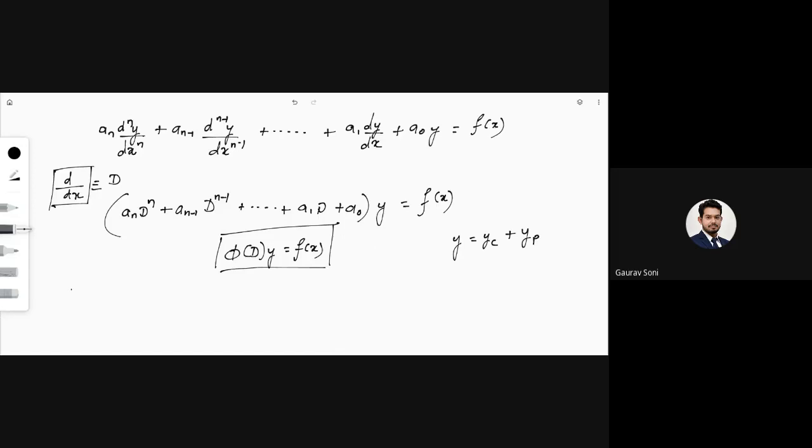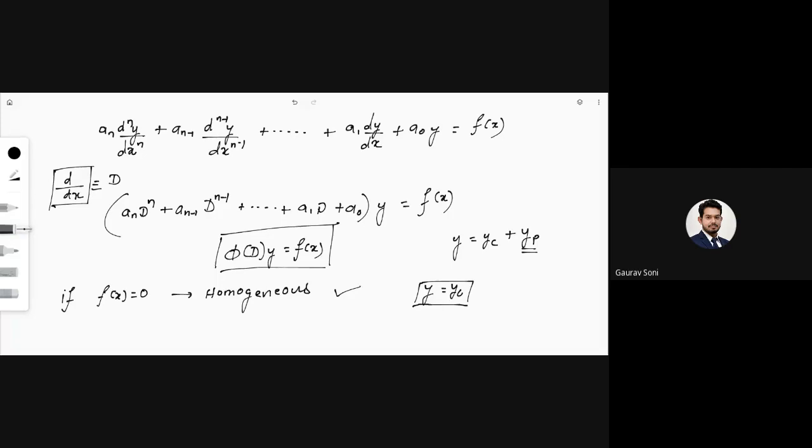Now if f of x is equal to 0, then the differential equation is called a homogeneous linear differential equation, and in that case yp becomes 0. In the previous lecture we have seen it, and the solution will be simply y is equal to yc. So in today's lecture we will go ahead with finding the solution for a homogeneous linear differential equation.